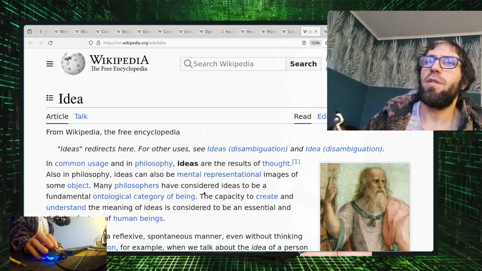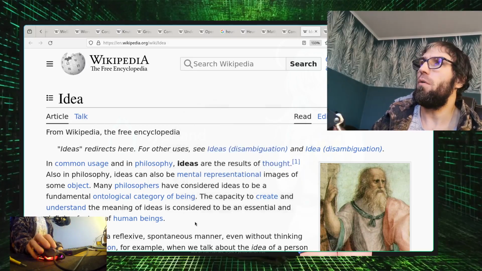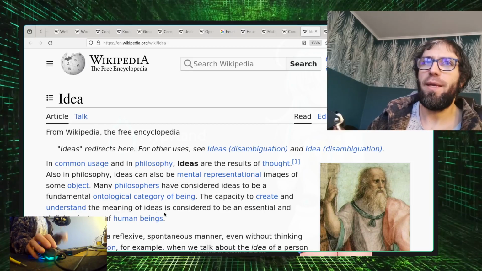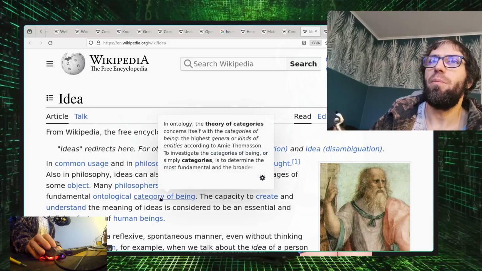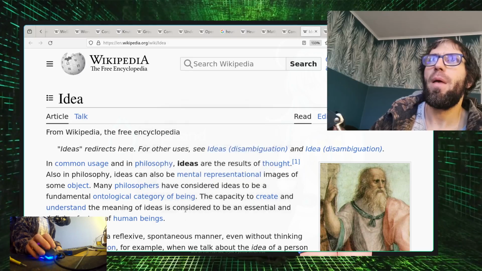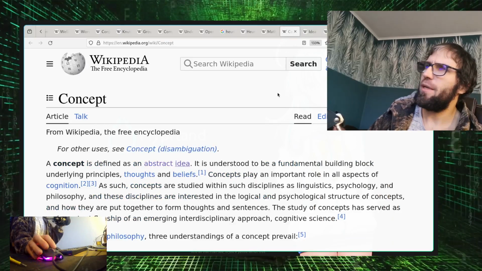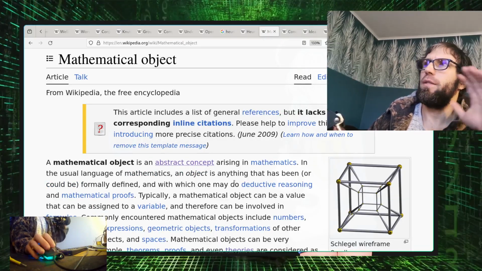Many philosophers have considered ideas to be a fundamental ontological category of being. So we need to understand what is an ontological category of being. Okay. Let's go into concept again. This is abstract idea, okay. Let's go to mathematical objects.